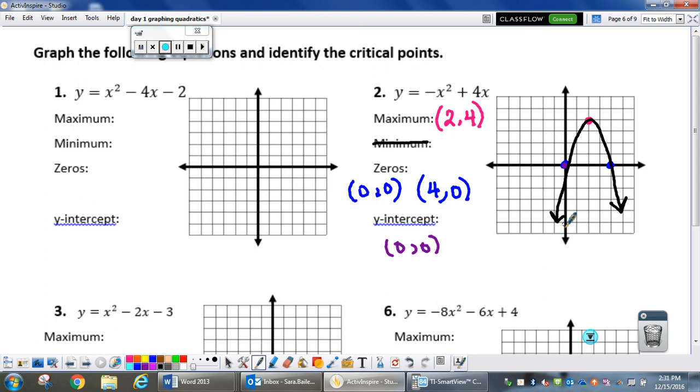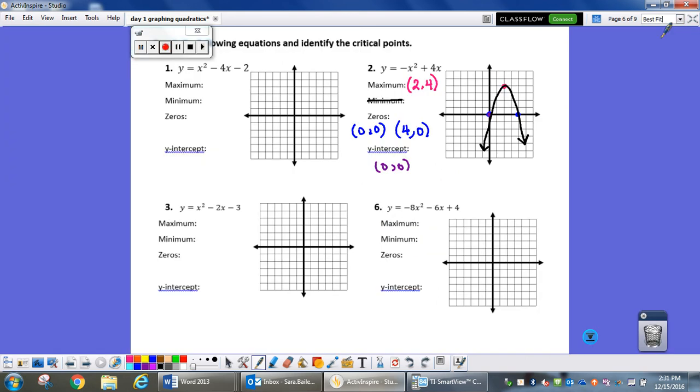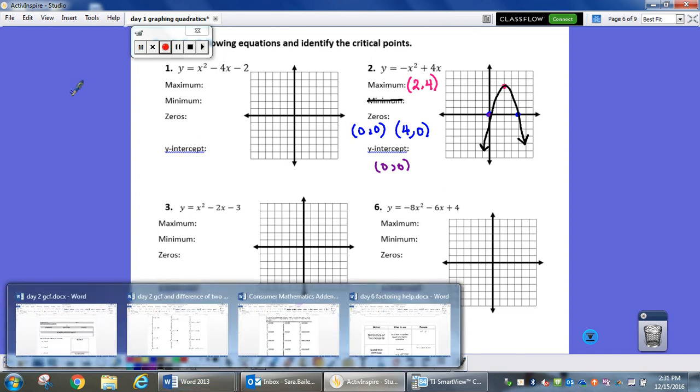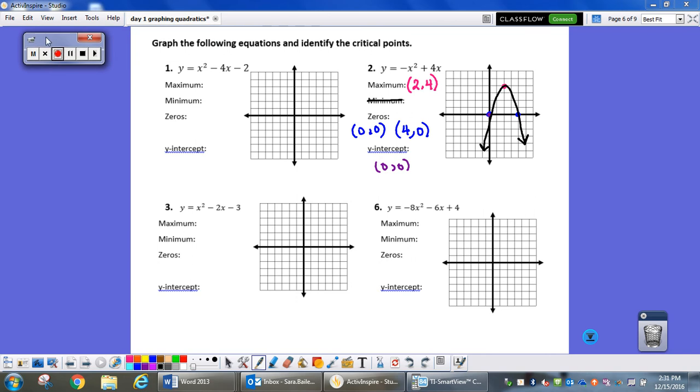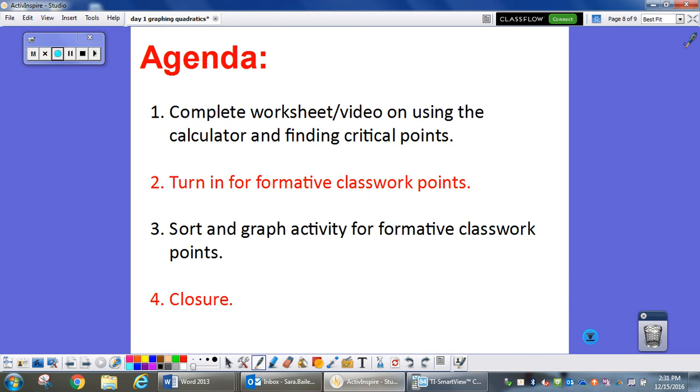Okay? So your goal is to get all these points and get them graphed. I would really like you to get the points first, get them checked, and then graphed, especially if we end up not finishing the whole packet. It's more of a quality over quantity. So I might stop you guys if we don't finish in time so we have time for the next activity. The next thing we're going to do is you're going to turn this in for classwork points, and then I have a sort and graph activity for more classwork points, and then I have a closure. So hopefully we have time to get to everything.